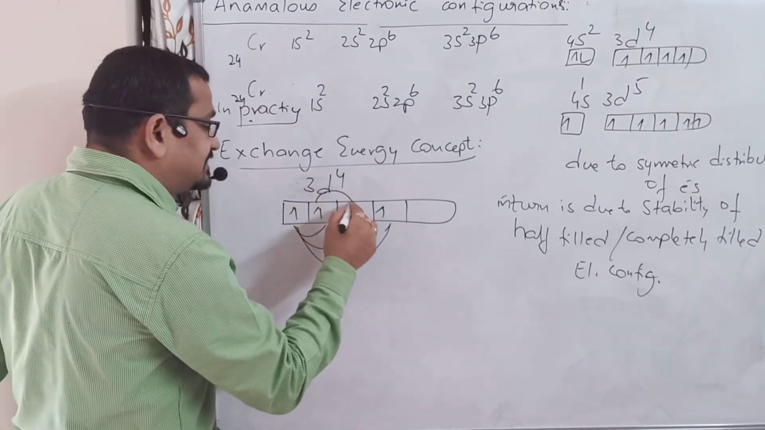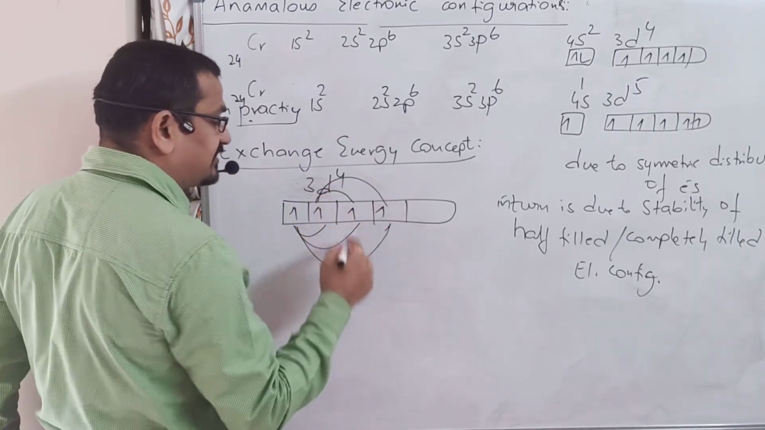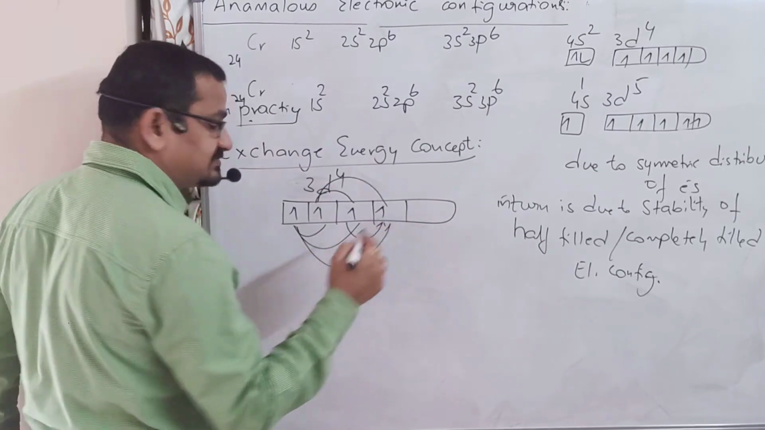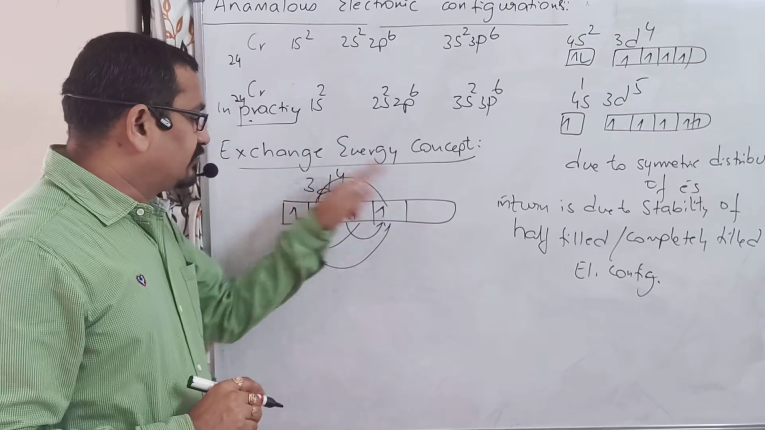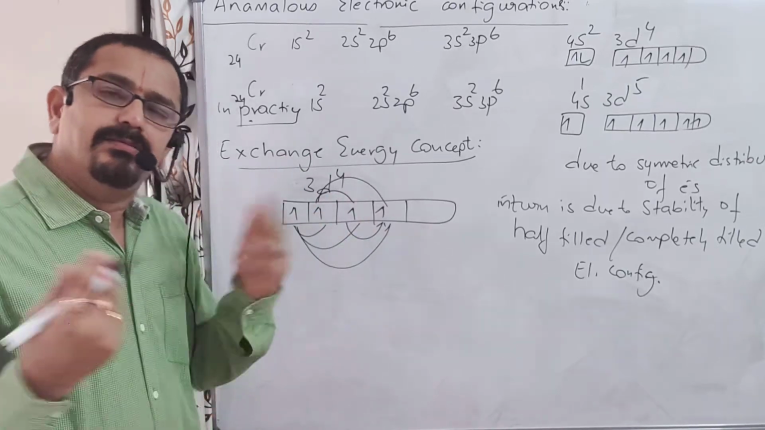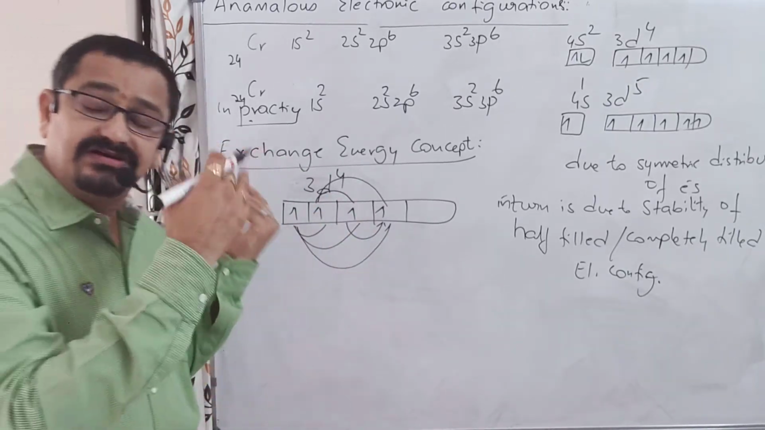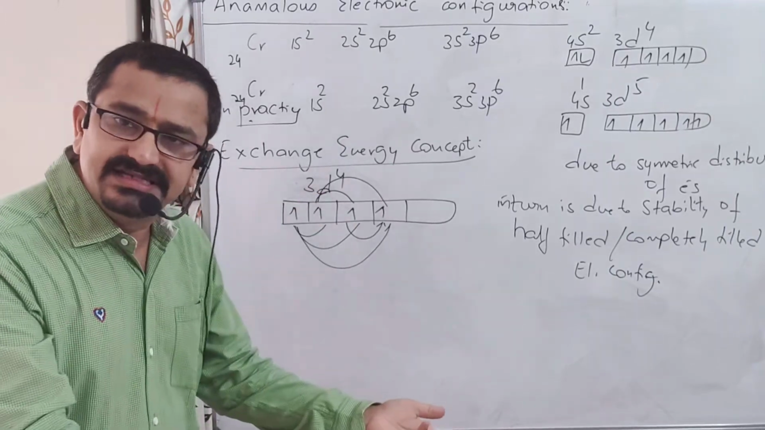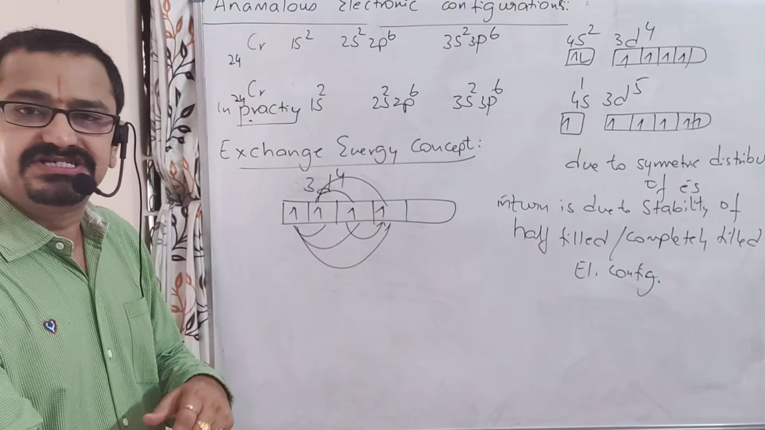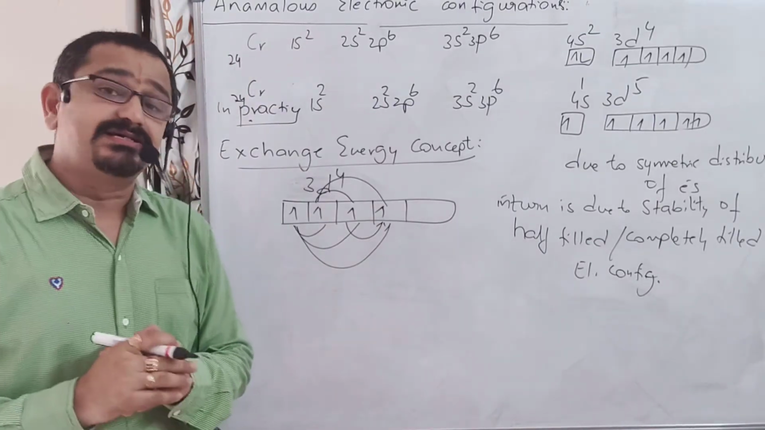Like that, this is another set of parallel spin, this is another set, and this is another set. How many sets of parallel spin? 1, 2, 3, 4, 5, 6 sets of parallel spin. The more sets of parallel spin that try to get accommodated, the more the repulsion and the more energy is released out, which is called exchange energy.